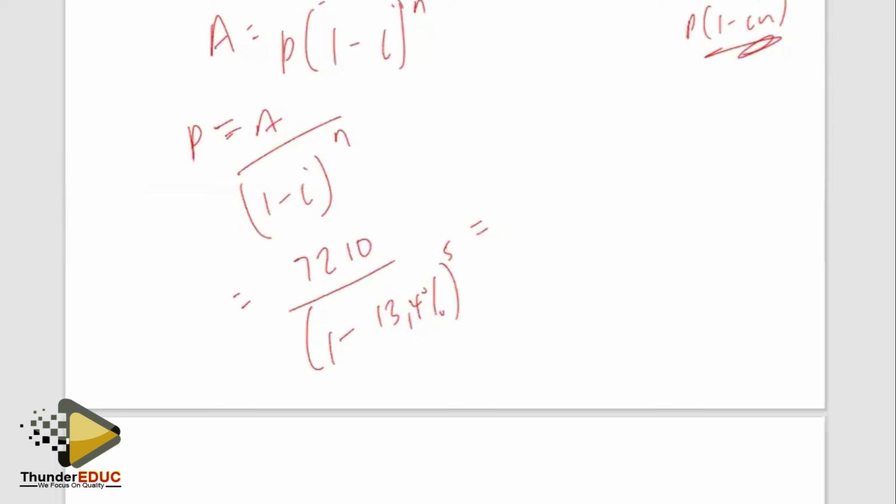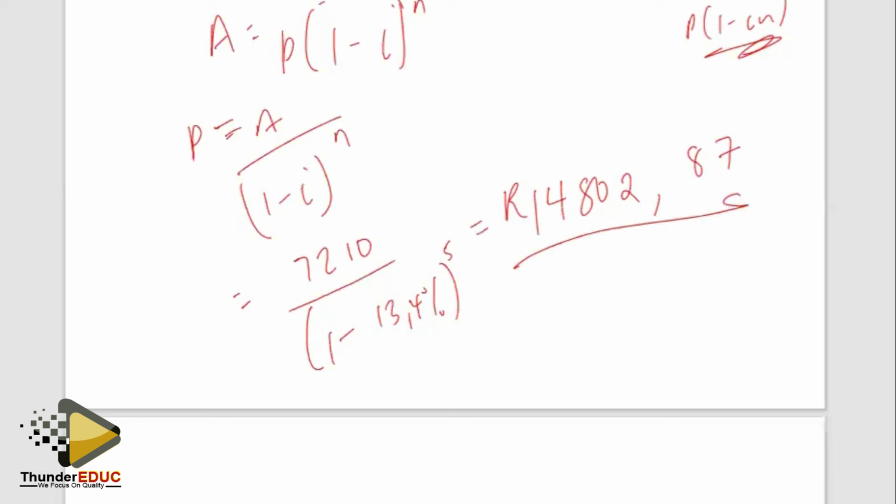So 7,210 over 1 minus 13.4% to the exponent of 5. So that's giving me 14,802.87 rands. So this is the original price.